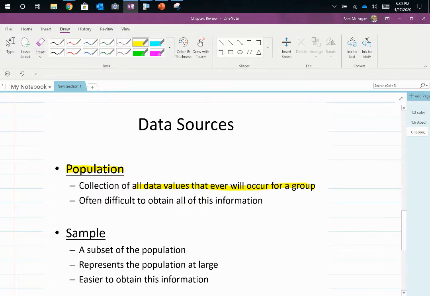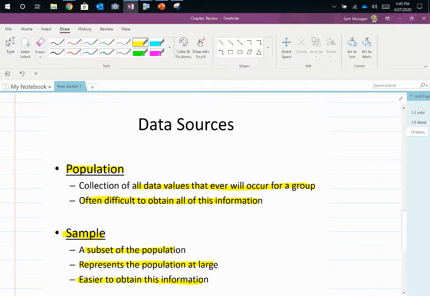such as, say, the number of students at a large Valencia college. The population of the number of students, say 23,000 students at one of Valencia's colleges, that would be the population. Now, if I wanted to get data, it's difficult to collect data from 23,000 students. So what we would do is select a sample from that population, a subset of the population that represents the population at large. And that's easier to get the information.